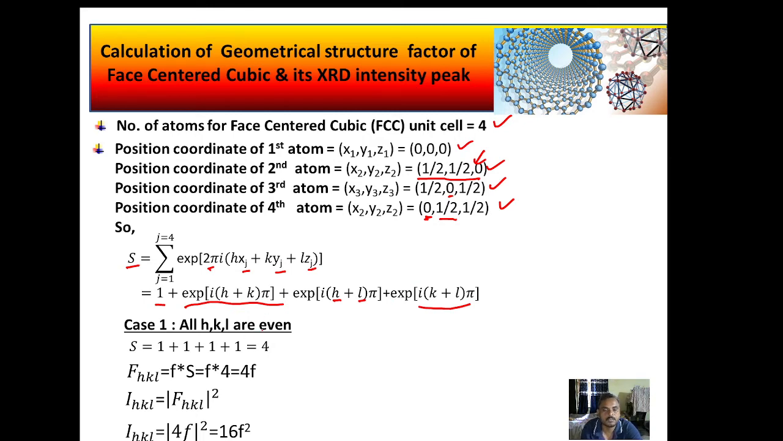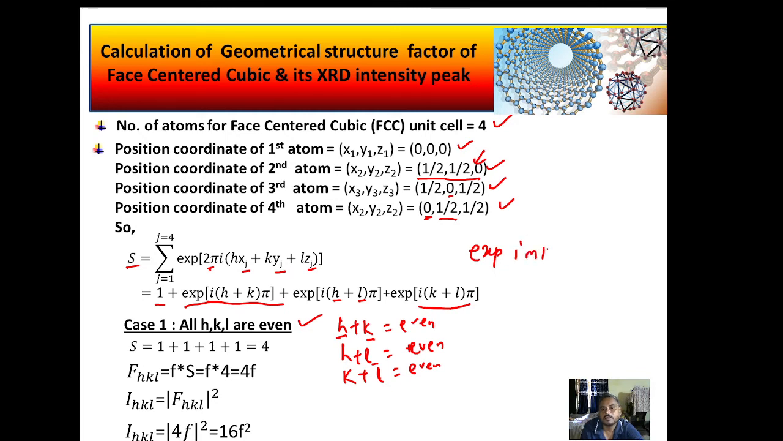Now let us see the various cases. Let me take the first case where I have taken all h, k, l values even. Now let us see what will happen. You see, the addition of any two even numbers is always even. So h plus k will be even, similarly h plus l will also be even, and k plus l also will be even, because individually h, k, l are even. So the addition of any two of them will also give us an even number.